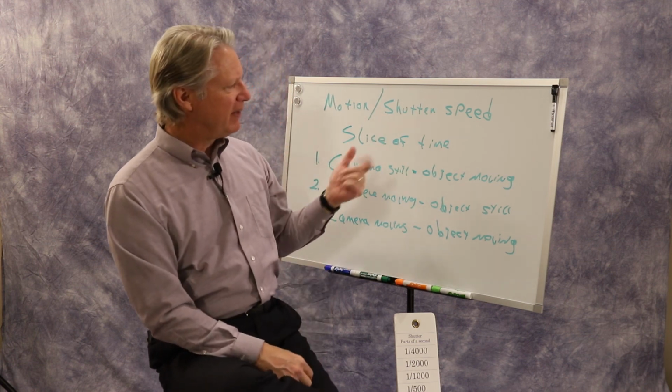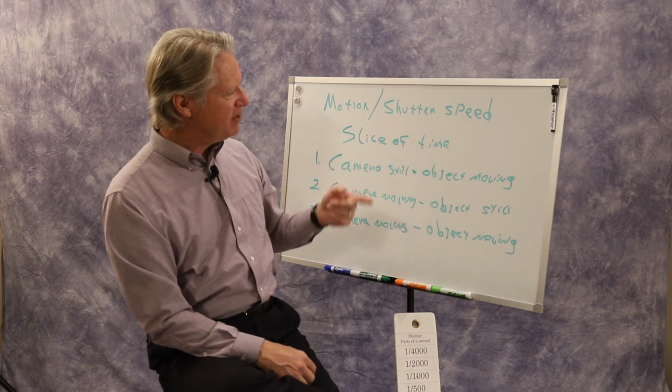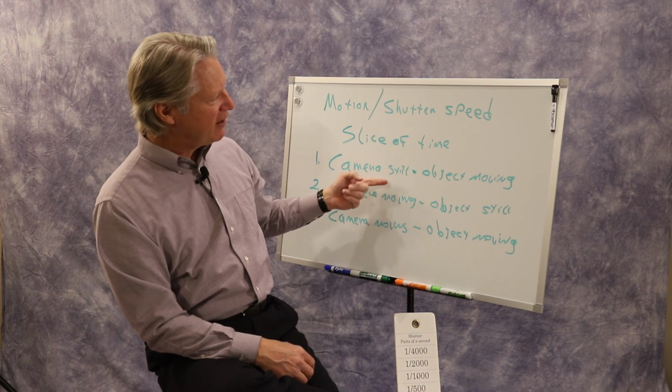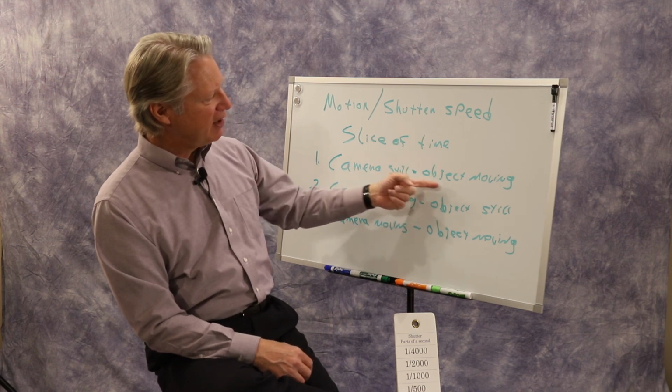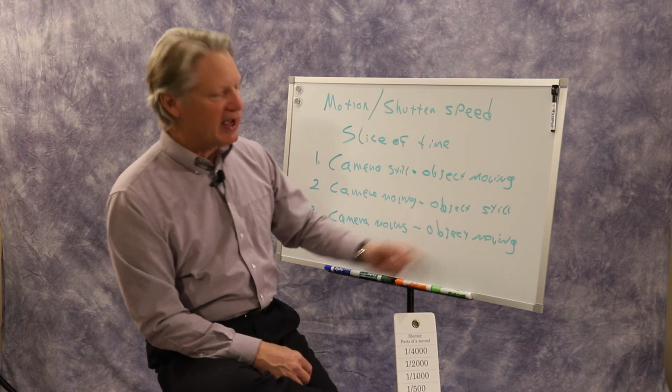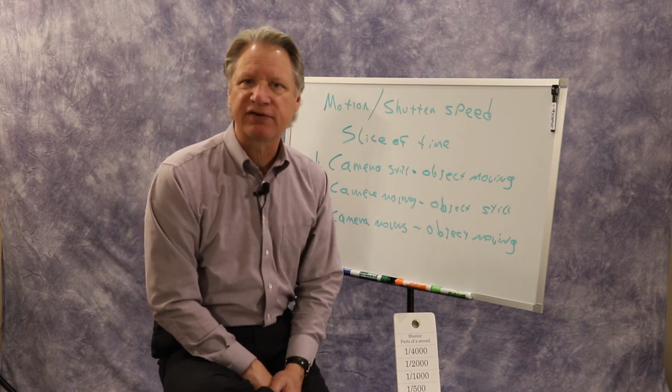So a little bit about shutter speed. What slice of time do you want to record? Kind of the three aspects of motion: camera still, object moving; camera moving, object still; camera moving, object moving. Kind of the three aspects of motion.